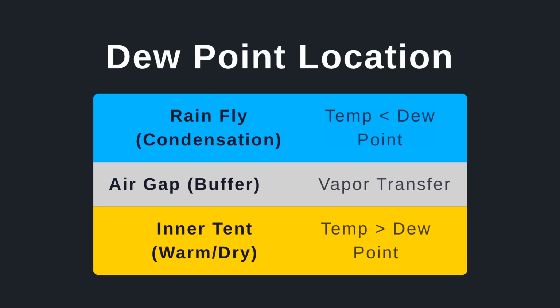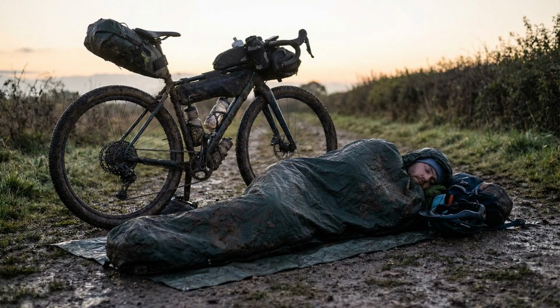Double walls mitigate this by pushing the dew point to the fly, keeping the phase change away from your sleeping bag. For bike packers, the equation changes. The drag coefficient of a handlebar roll determines your daily calorie burn. A bivy sack system removes the wind profile entirely, but requires managing condensation through airflow rather than insulation layers.